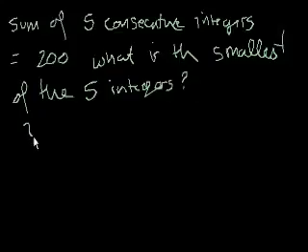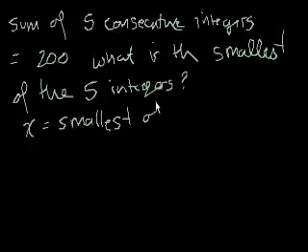So let's say that x is the smallest of the integers, right? So x is actually what we're going to want to figure out. Well, if x is the smallest, what are the other 4 going to be, right? We have a total of 5. Well, they're consecutive. Consecutive just means that they follow each other, like 5, 6, 7, 8, 9, 10. All of those are consecutive integers, right? And if you remember, integers are just whole numbers, so it can't be a fraction or a decimal.